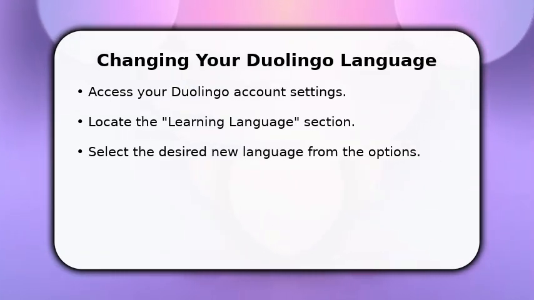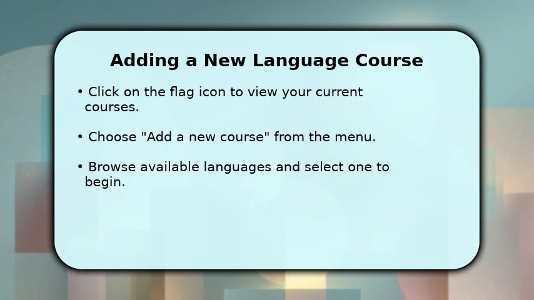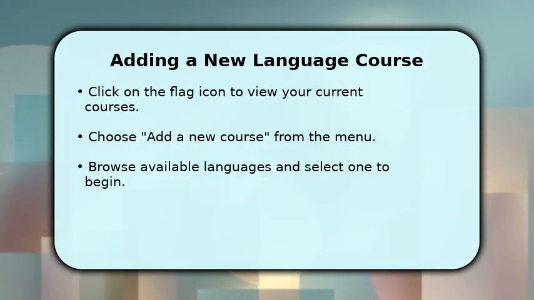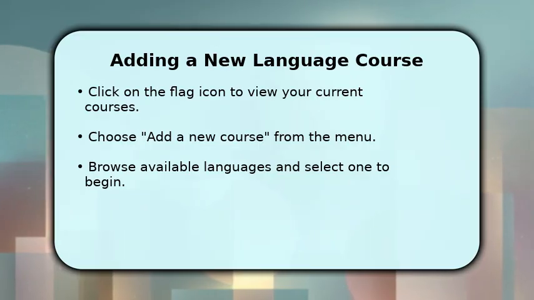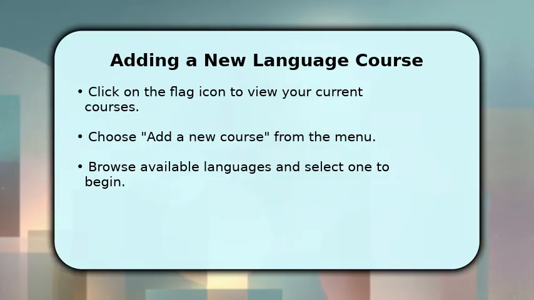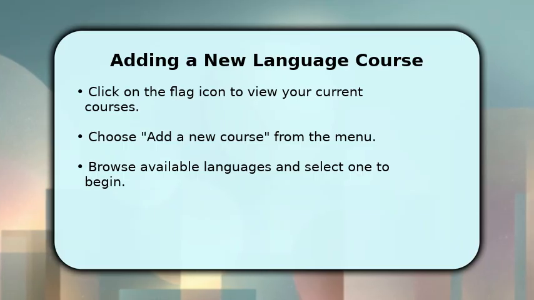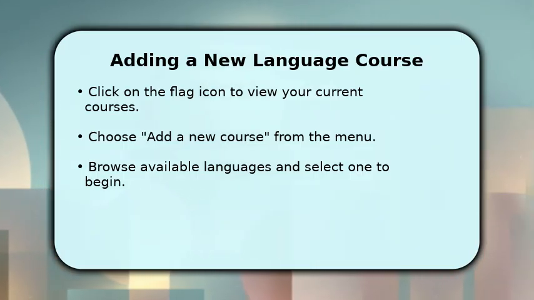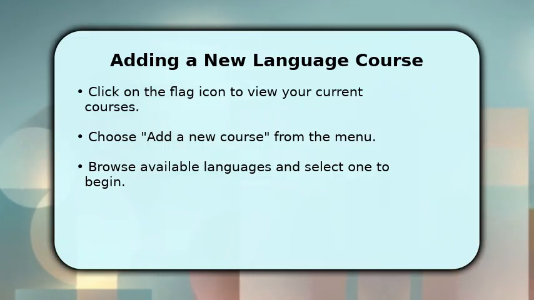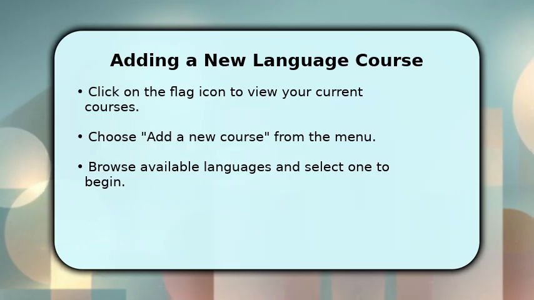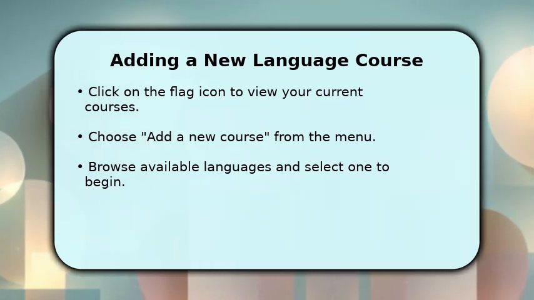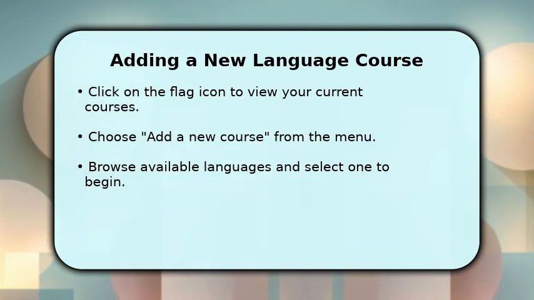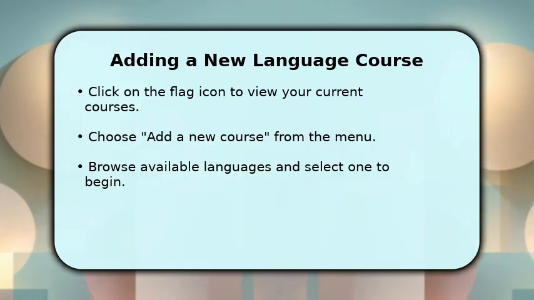It's a straightforward process. To add a new language course, simply tap the flag icon located at the top of your screen. This action will reveal a drop-down menu showcasing your current language courses. At the bottom of this list, you will find an option to add a new course. Select this. Then explore the wide variety of languages offered and pick the one you wish to start learning. This expands your linguistic journey.